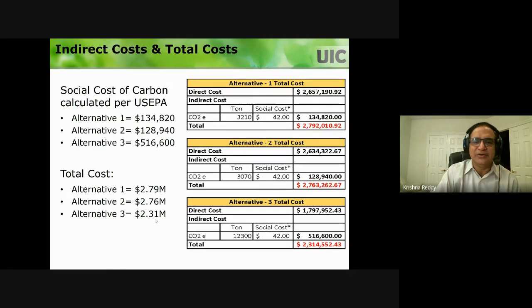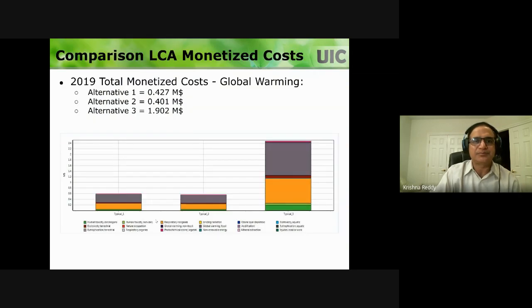So if you ignore the environmental costs, then asphalt comes out to be the cheapest option, but it emits a lot of environmental emissions. So if you monetize the cost of those environmental emissions, then they're all coming out to be the same. Not only carbon, but you can also monetize other environmental impacts: eutrophication, acidification, smog, and all the environmental impacts can be monetized.